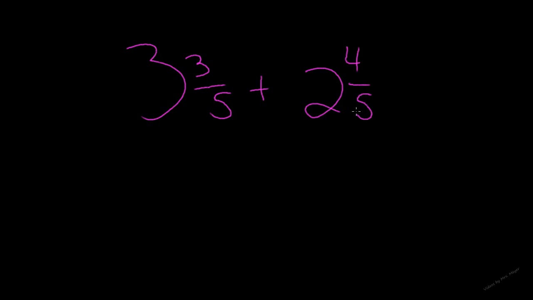Okay, so if I have 3 3/5 plus 2 4/5. I teach students, I say, just add the whole numbers first. 3 plus 2 equals 5. Add the fractions, 3/5 plus 4/5 equals 7/5. So there's my answer, 5 7/5.